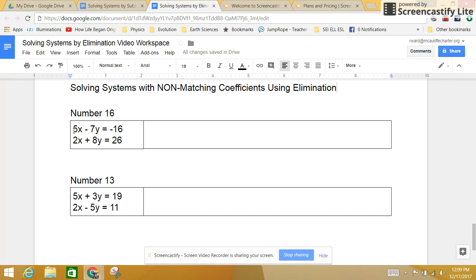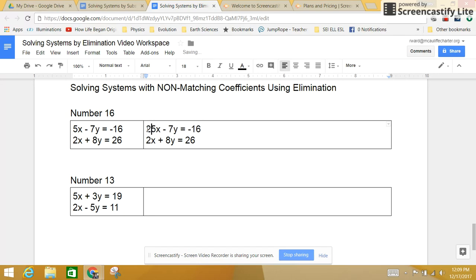So when I look at these, I've got a 5x and a 2x, and I've got a negative 7y and an 8y, and those distinctly do not match. I don't have the same coefficients and I don't have opposite coefficients. So I need to do something to get the same coefficients. So the first thing I'm going to do is multiply. I'm going to focus on the x's. To get 5 and 2 to become the same thing, I'm going to multiply them times each other.